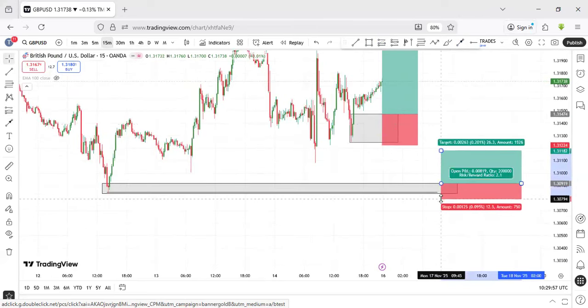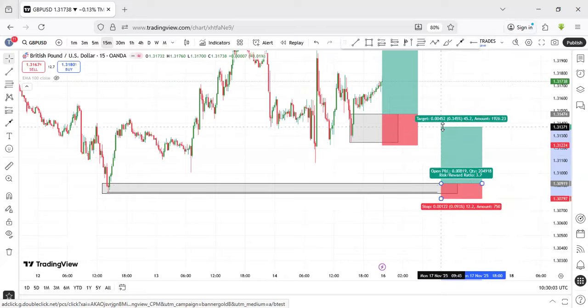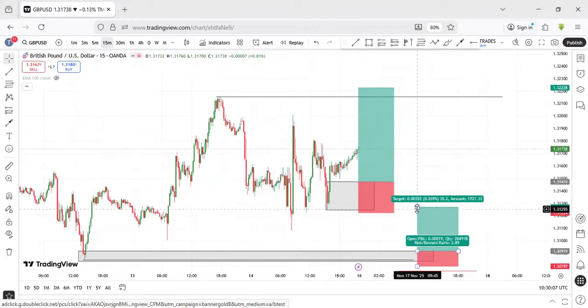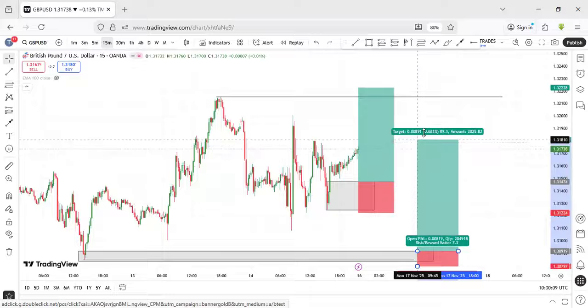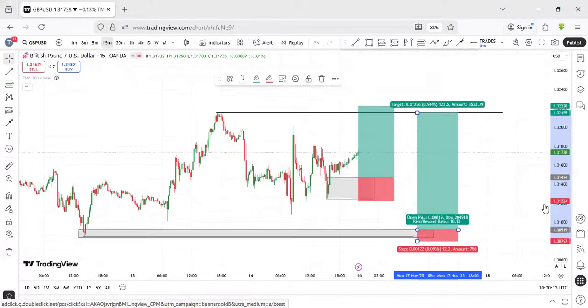So I'm going to be putting my stop loss just below this. This is a very powerful entry, and you can target 3 to 1 risk reward. But in this situation, I will not be targeting 3 to 1 risk reward. I will be targeting this high. This is 10 to 1 risk reward.